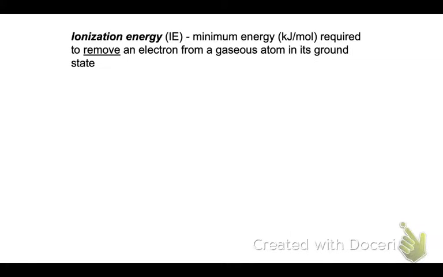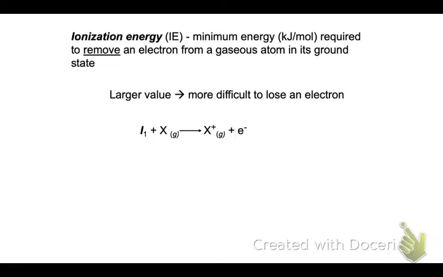There is a requirement, though, that the atom has to be in a gas state. A larger value of ionization energy suggests that it is more difficult to remove that electron. So here is how we look at it. If I have X atom at a gas state, I have to add a certain amount of energy to remove that electron and make a cation. And that energy is called ionization energy, or the first ionization energy, right?